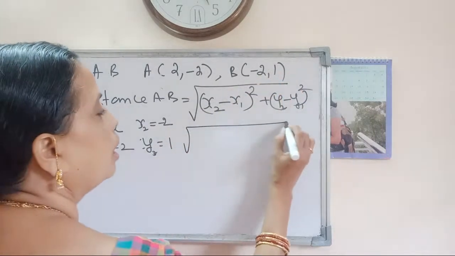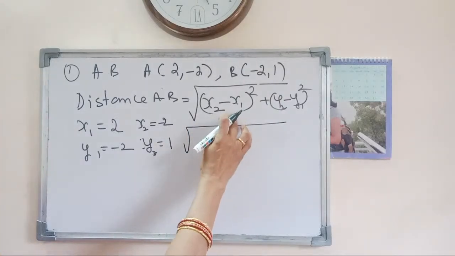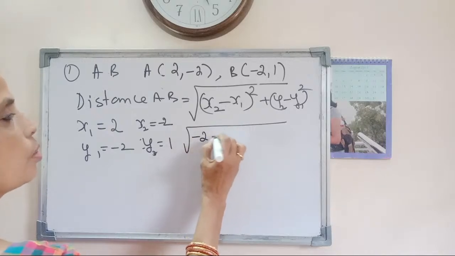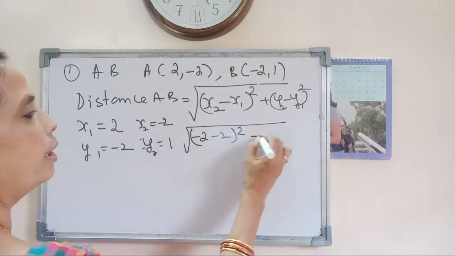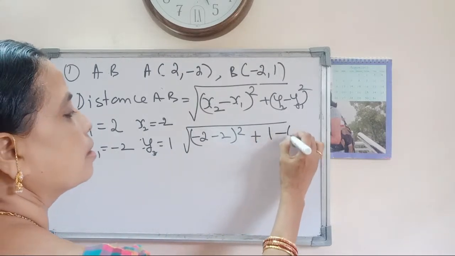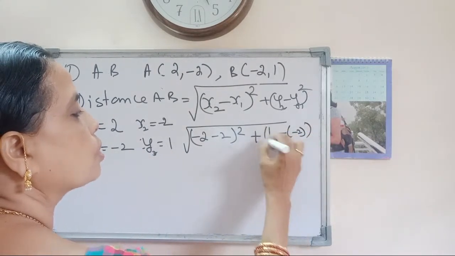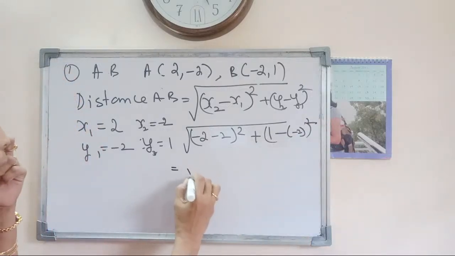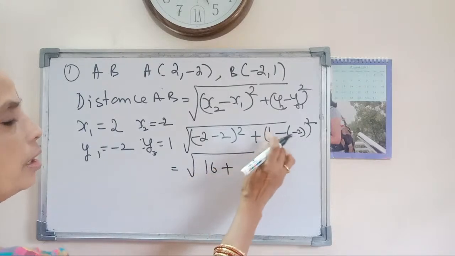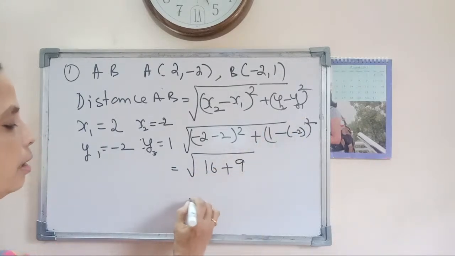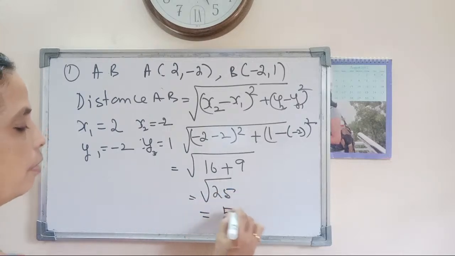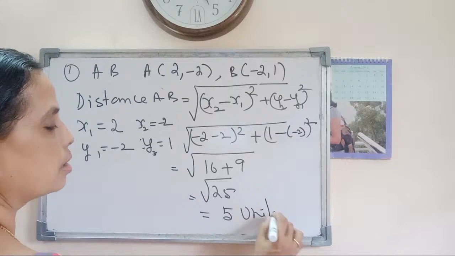You have (x2 minus x1), that is minus 2 minus 2, whole square, plus (y2 minus y1), that is 1 minus of minus 2, whole square. What will you get? Root of minus 4 whole square is 16, 3 whole square is 9, root of 25. The distance is 5 units.